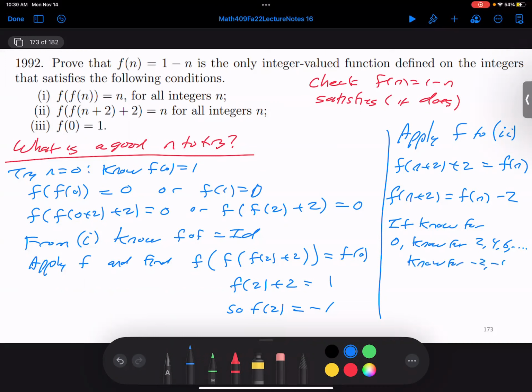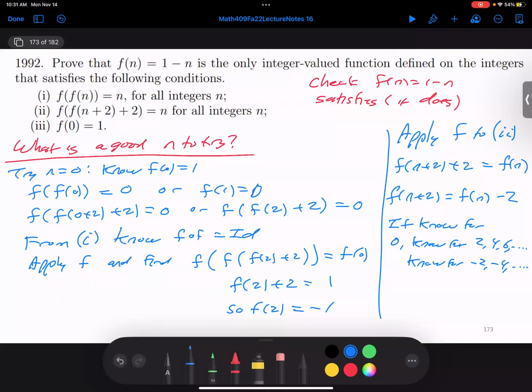So minus 2, minus 4. Does everyone see how we can go in both directions? If I know it for 0, I now know it for 2. Now I know it for 2, so I know it for 4. Now I know it for 4, I know it for 6. Or I can go the other way around. If I know it for 0, I now know it for negative 2. If I know it for negative 2, I would now know it for negative 4, because I would take n equals negative 4, and this would give me f of negative 2.